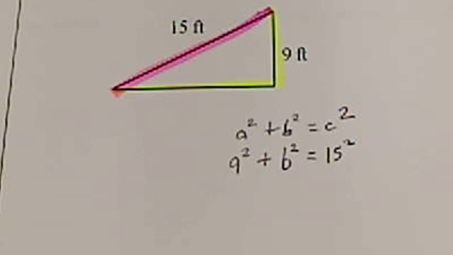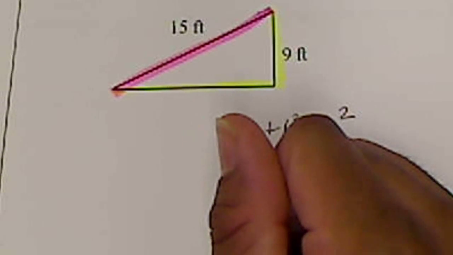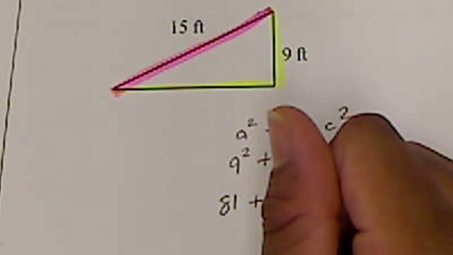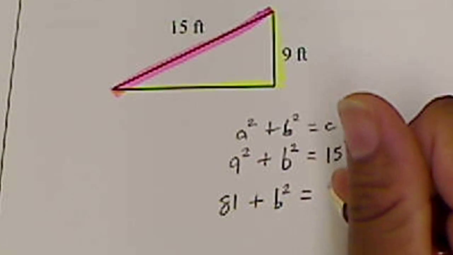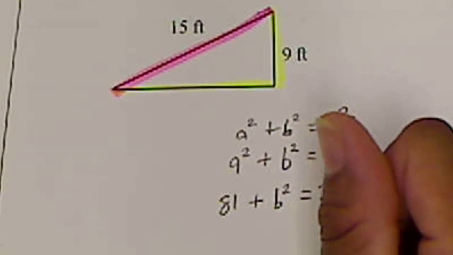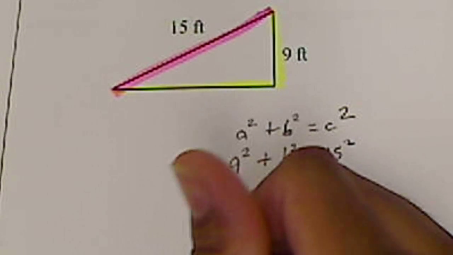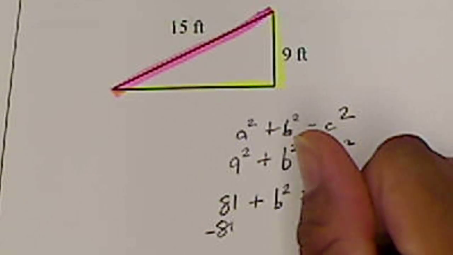All right. Now I'm going to solve this. This will be 81 plus, and that's a b. That's not 6. That is b squared. So 81 plus b squared equals 225. Now, I want to get this b squared on one side by itself. Okay? So what would be the inverse of this? I'll subtract 81 on both sides.